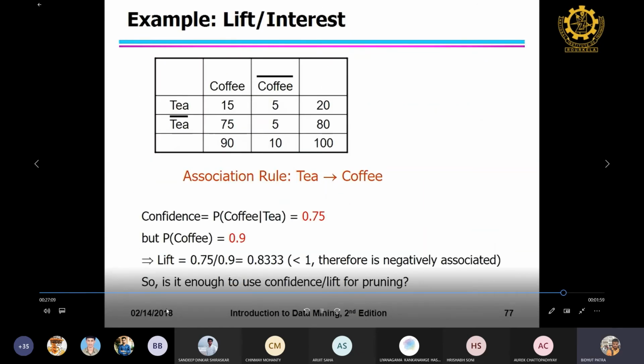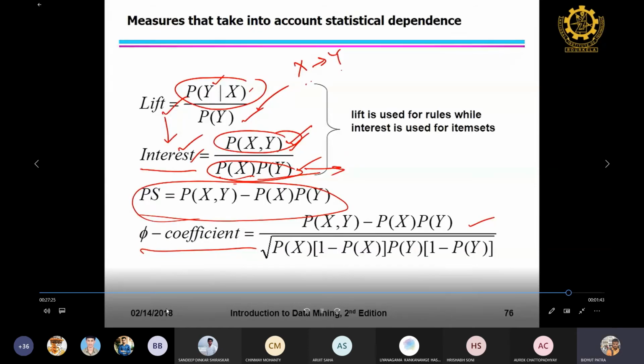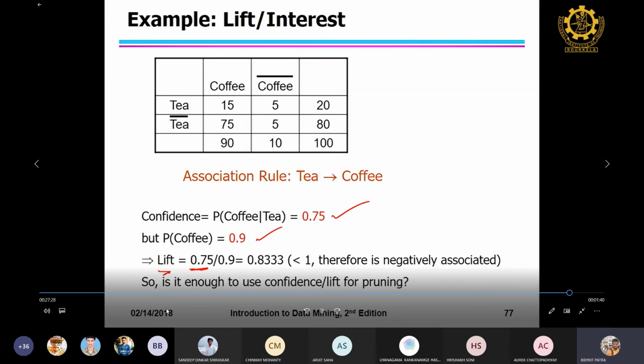Now we come back to the example. What was the confidence? Confidence was 0.75 and the probability of coffee was 0.9. And what is the value of lift? What was the formula for lift? It is the probability of Y given X, that is 0.75, and the support of Y. Support of Y is nothing but the probability of Y, that is 0.9. So the value is less than 1, so it is actually negatively correlated. If people have tea, very likely they won't have coffee.